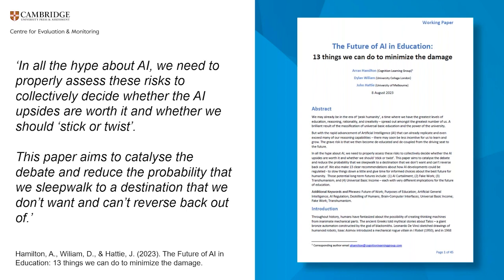This is not just looking at the benefits of what we could use this new power for. There's a great quote here at the start: in all the hype about artificial intelligence, we need to properly assess these risks to collectively decide whether the AI upsides are worth it and whether we should stick or twist. I think that just means we stick with what we're doing at the moment, or twist and move on and embrace the new technology. Again, the paper discusses the pros and cons of what AI may bring for us, and just tries to stop us, in their words, sleepwalking into a future that we can't get out of.